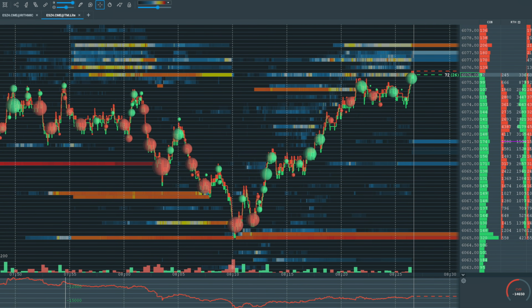The next video is going to go over the heat map or Bookmap, which shows the same information but in a little different way so you can catch something that you might not directly see on a footprint or candlestick chart.